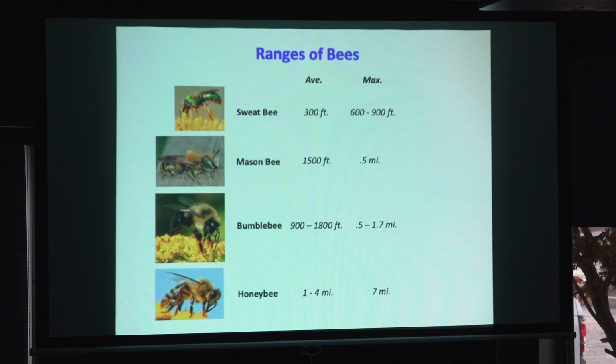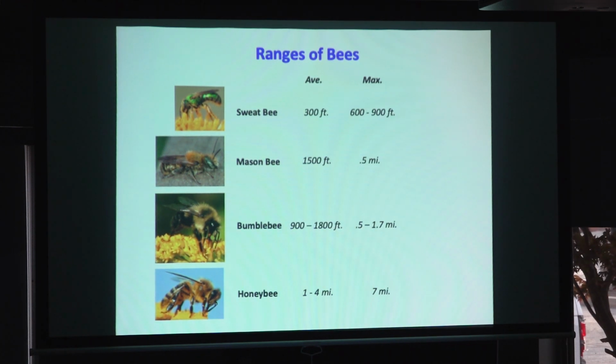It's important to know that some bees travel farther than others. Honeybees are the champs. They can go as far as 7 miles from their hives, but many others, well, the bumblebee might be able to go a mile or so, but others not even close. The sweat bee, 300 feet is the average.